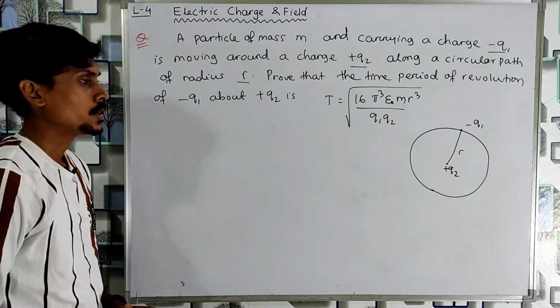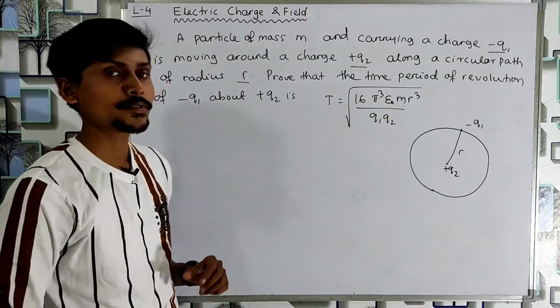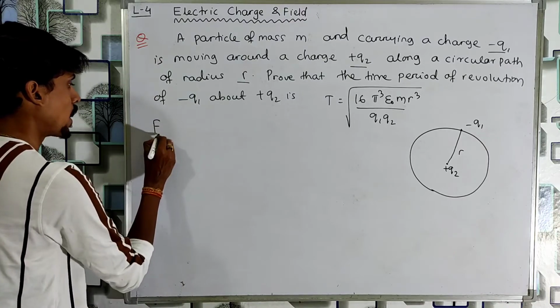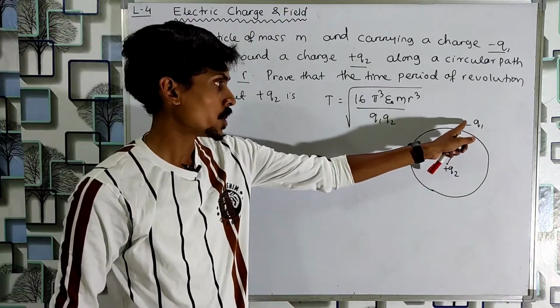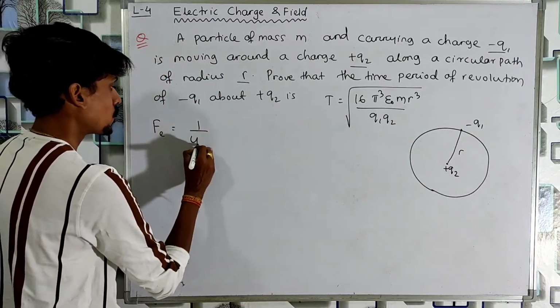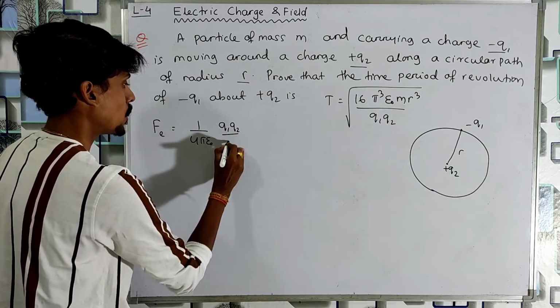So students, remember that if we have two unlike charges, there will be attractive force between them. So the attractive force between the two charges, means between the charge minus q1 and plus q2, will be how much? 1 by 4 pi epsilon naught q1 q2 divided by r square.